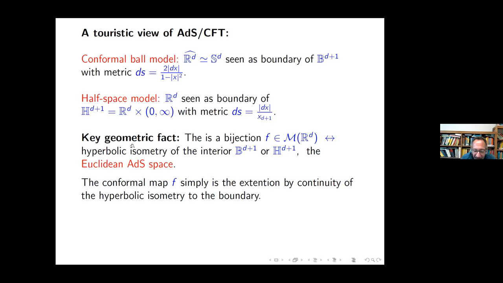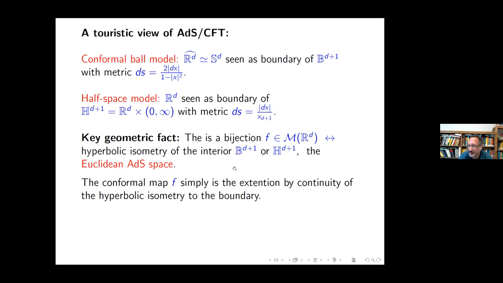Now, a very interesting fact, which I think is really fundamental if you're going to talk about AdS/CFT, is that there is a bijection between conformal maps of the boundary, so these Mobius transformations, and isometries of the interior of this ball. The metric which is put here is a hyperbolic metric, constant negative curvature, and so it's a Riemannian space, and there's a notion of isometries of that Riemannian space, and these isometries are in one-to-one correspondence with the conformal maps.